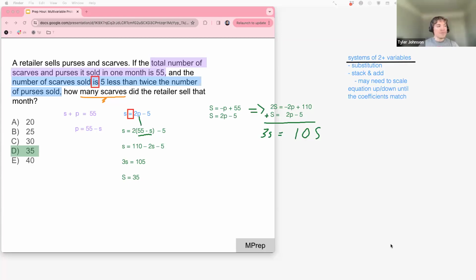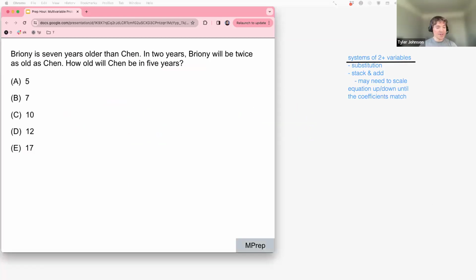One of the more challenging variants of word problems is something called an age or an exchange problem. So I want to show you all an example of one of those next. I'll give you 3 minutes, see if you can solve this one.